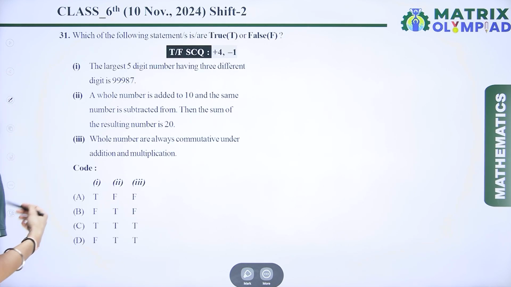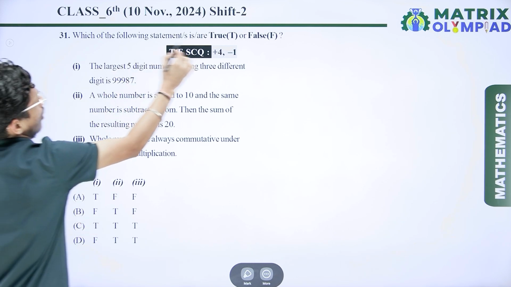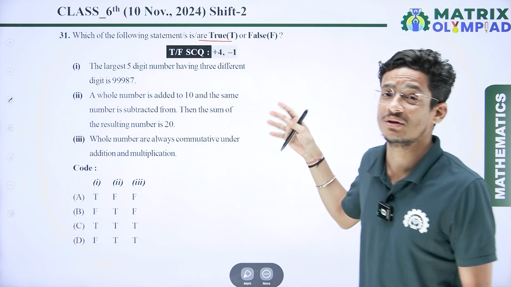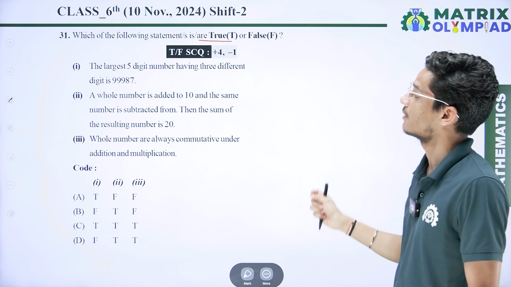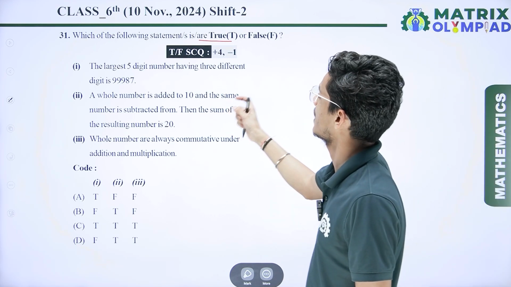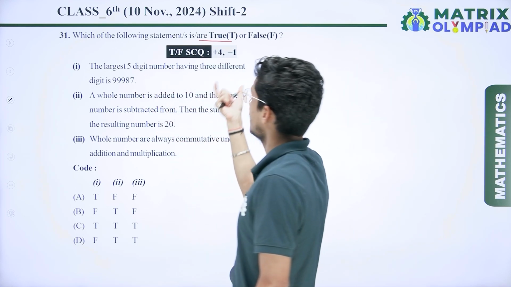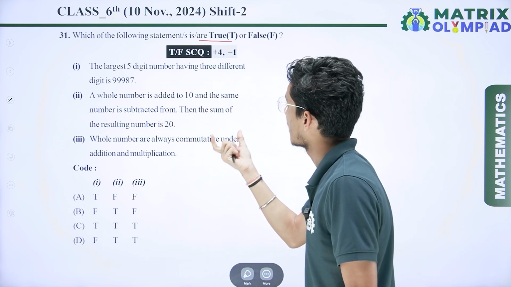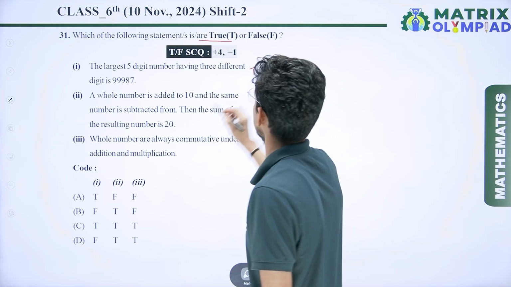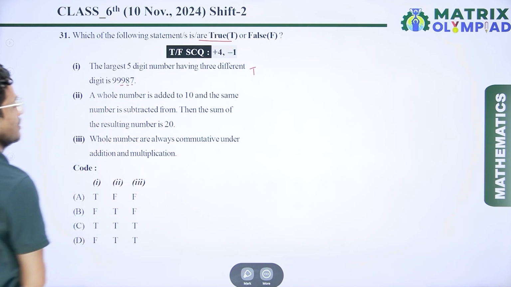So now if I talk about the next question, that is based on true or false. Which of the following statements is true or false? Here again we have given 3 statements, and we have to find out which one is true and which one is false. Statement number 1: the largest 5-digit number having 3 different digits is 99987. So I can say this one is true, because here we have 9, 8 and 7. These are the 3 different digits.